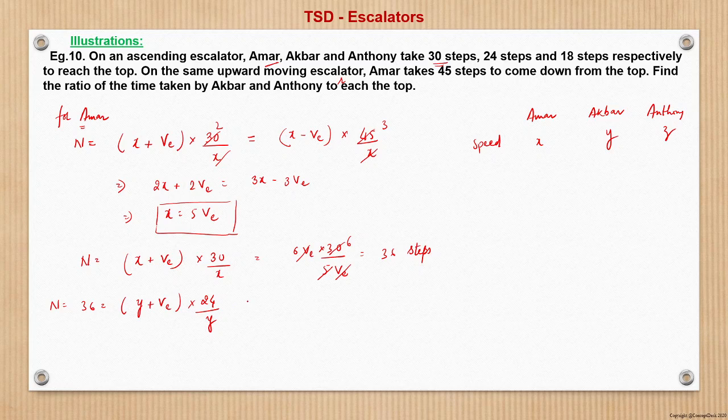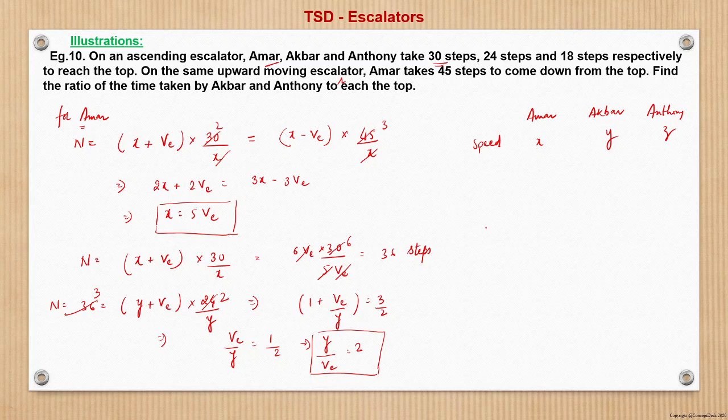So from here we can find out that 12 will cancel out 24 and 36 two times and three times respectively. So it becomes 1 plus VE by y is equal to 3 by 2. Therefore VE by y is equal to 1 by 2, or y by VE is equal to 2. Another relation we have obtained: y is equal to 2VE.